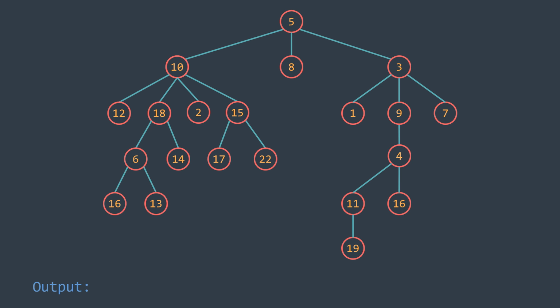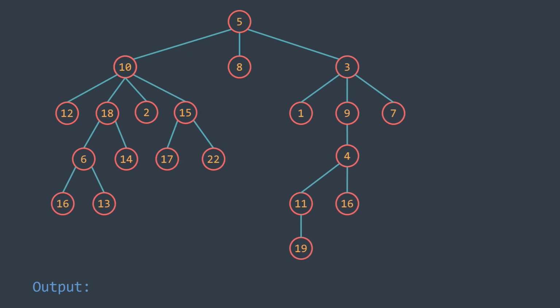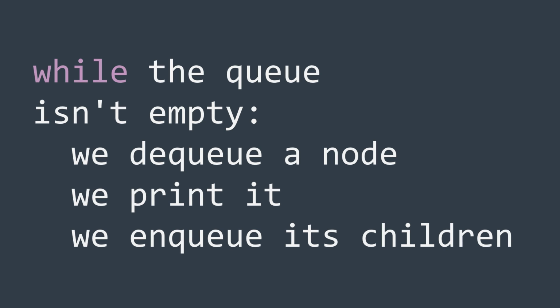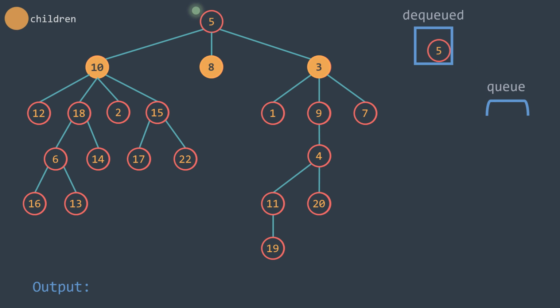We have this tree and we want to traverse it in breadth first search, and here is the queue that we're going to use. It initially contains the root. What we're going to do is that while the queue still has elements, we dequeue, print the value, and enqueue the children to not lose access to them. Let's start. With the queue we print the value and we enqueue children.